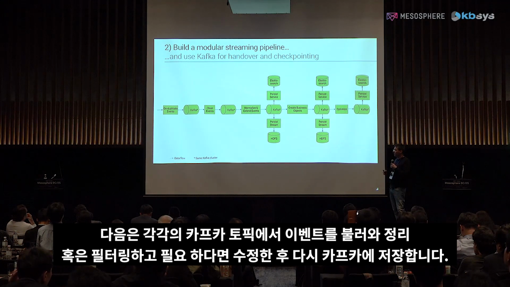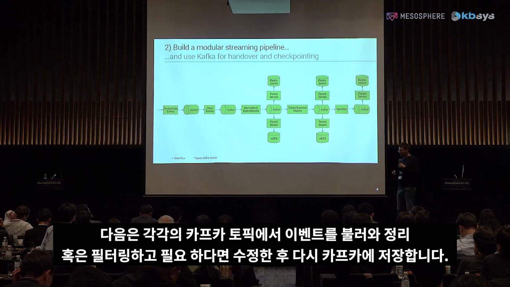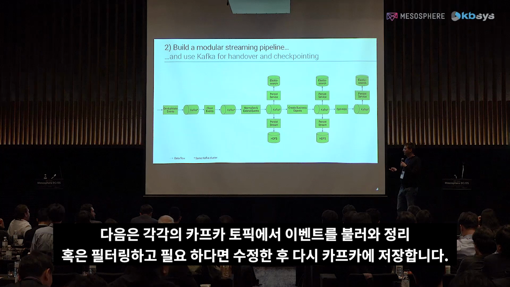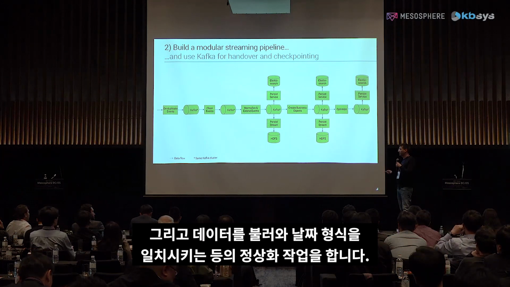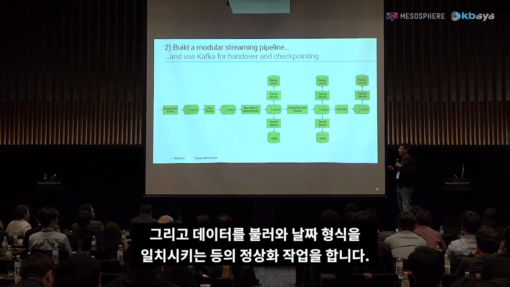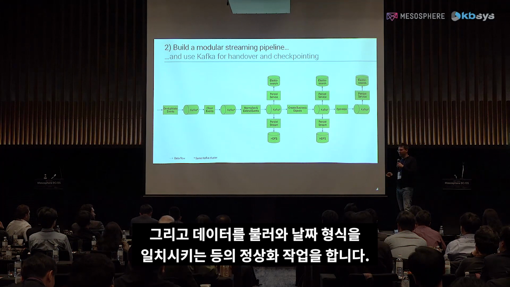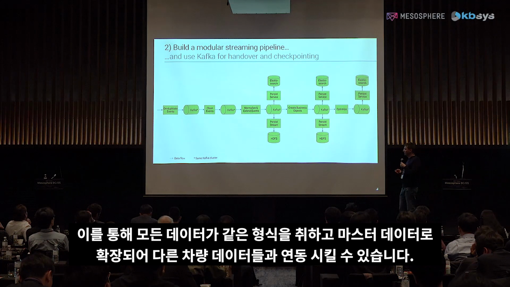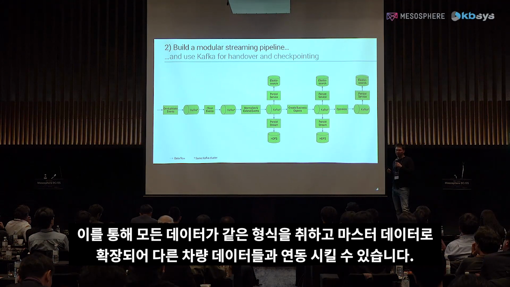Then another stream is picking up the events from the respective Kafka topic, cleaning the data, filtering it, and trying to repair it where possible. Then again it stores it in Kafka. Then another stream is picking up the data and normalizing it, for example using the same date format and things like that, so the data all has the same format. It will also extend the events with master data, for example, or other fleet-related data.